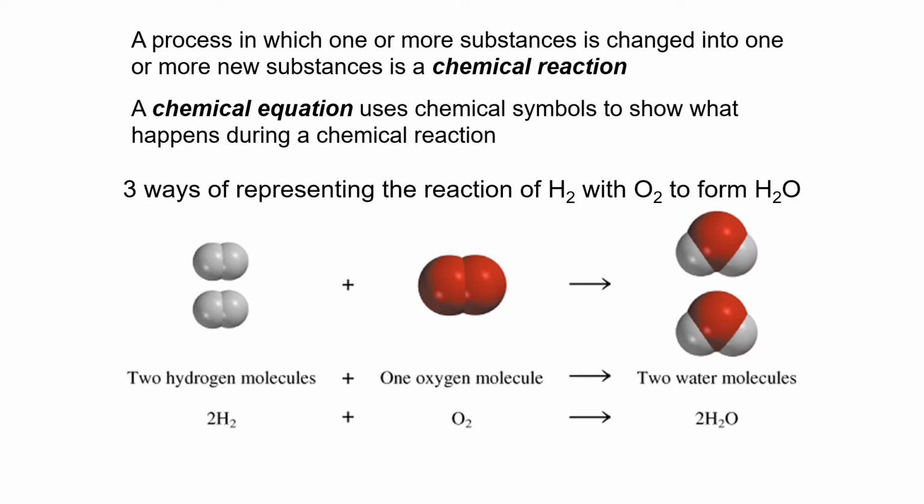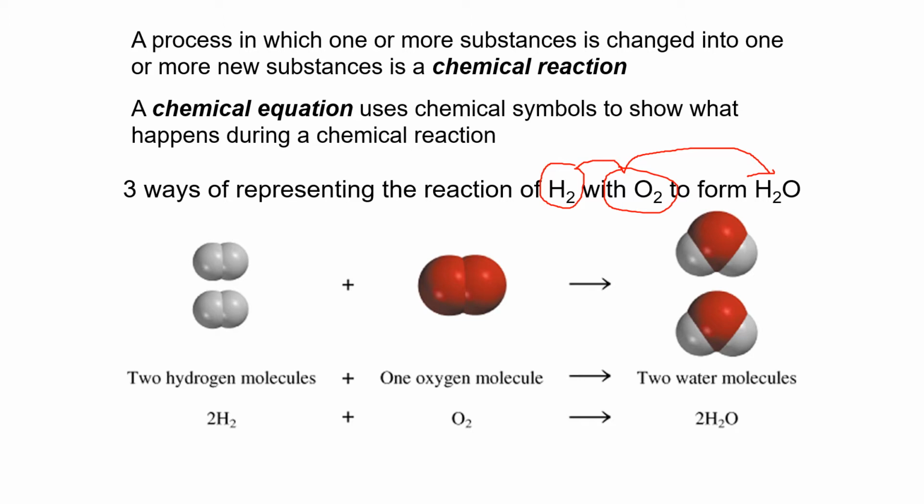And here are three ways of representing the reaction of H2 with O2. Remember that H2 and O2 are diatomic molecules in nature. They do not exist by themselves, and they will react with one another to form water. This is the space-filling model of this equation, where we have two H2 molecules and one O2 molecule that produce two molecules of water.